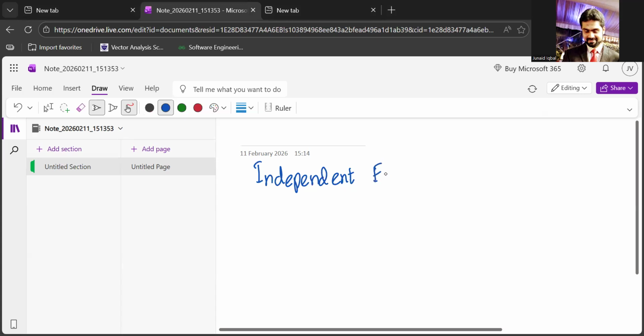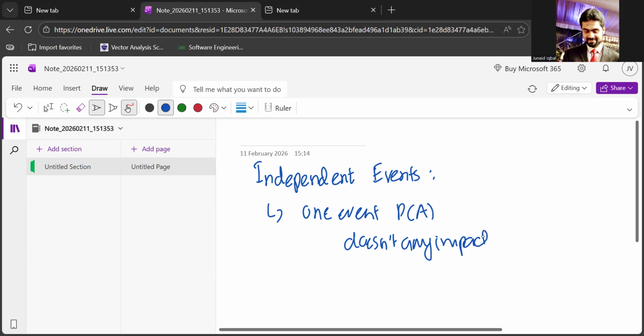So when I talk about independent events, I want to explain that one event does not have any impact on another event. Let's say any event P of A does not have any impact on another event. So they're independent of each other, and its formula basically is P of A intersection B, and we just multiply both the probabilities.